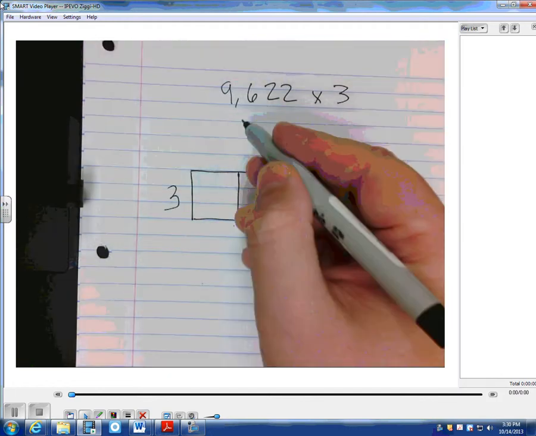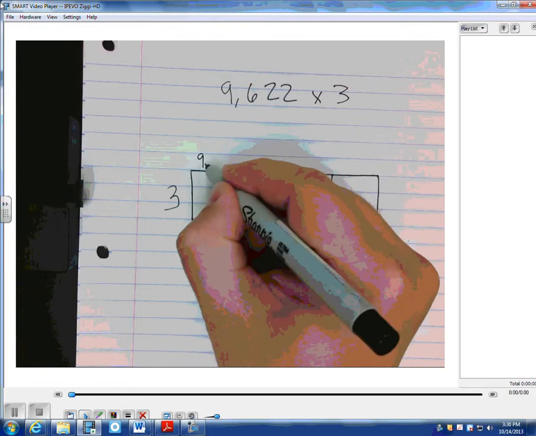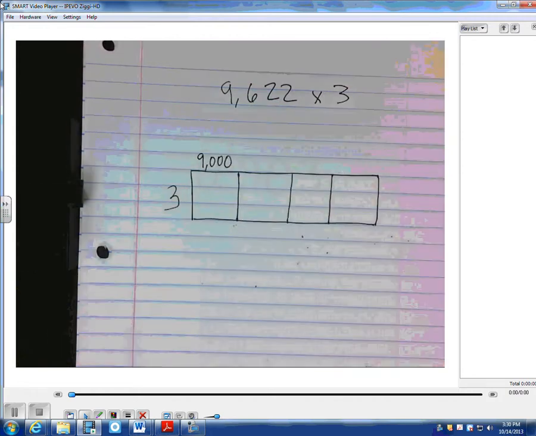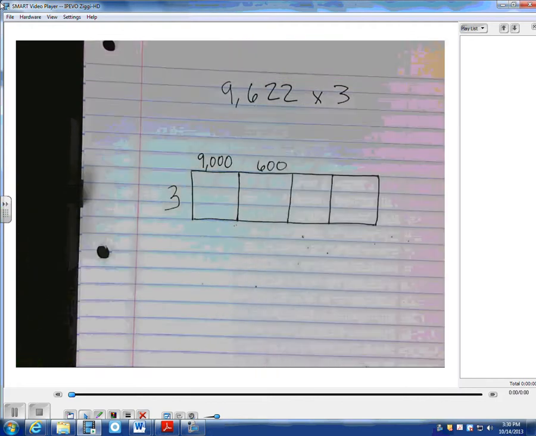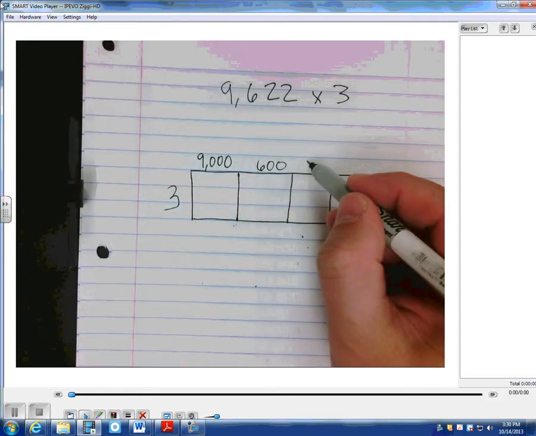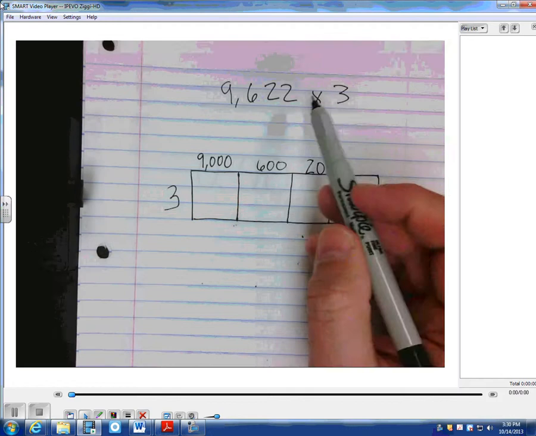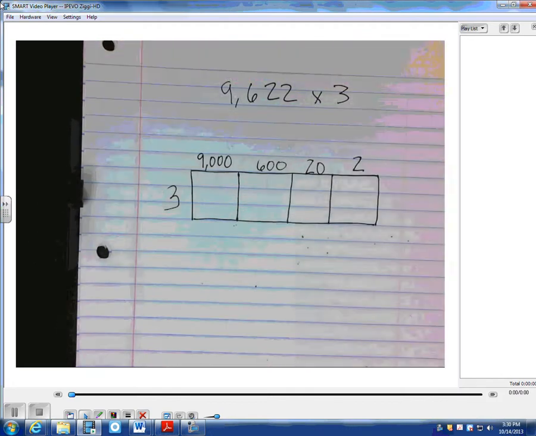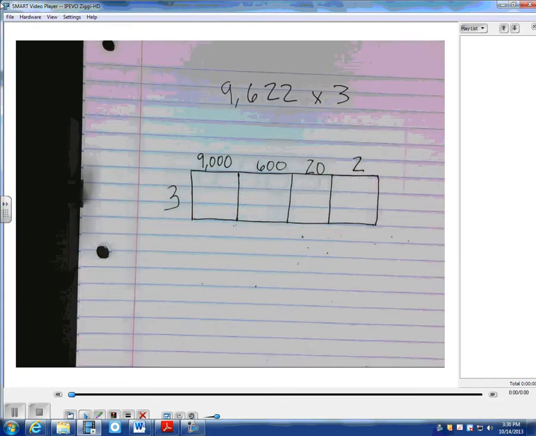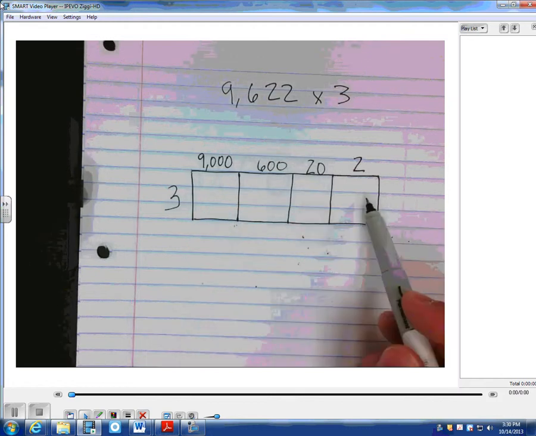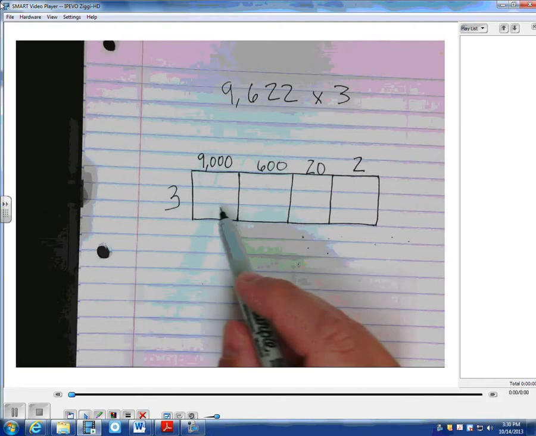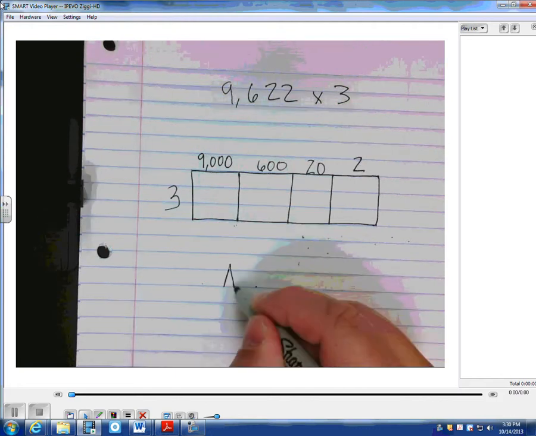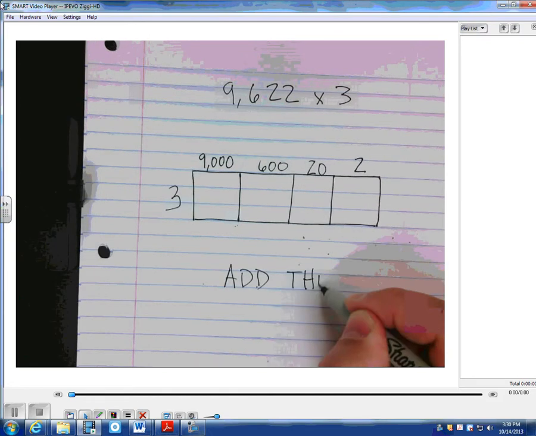So my first box will be 9,000. Okay, my next will be the 6 represents 600. The 10 represents 20. And then the 1s, I have 2 of those. Okay, so again, this is just a review. If you choose to do it using the area model, go ahead and do it this way. Don't forget, once you have all these numbers in here, you have to add them up at the end. Okay, so after you get all 4 of those numbers, you will then add them together. Don't forget that step.